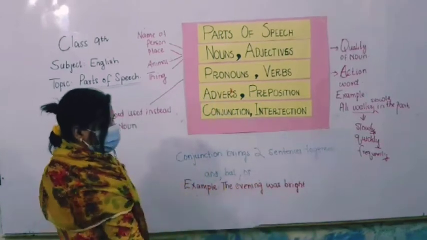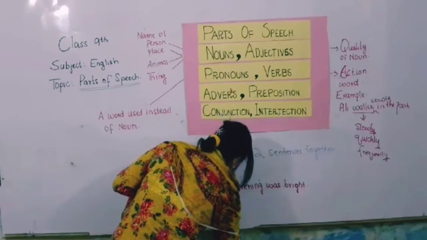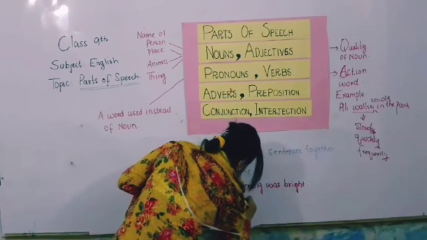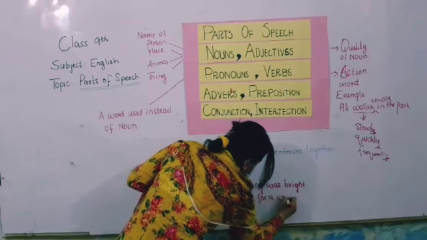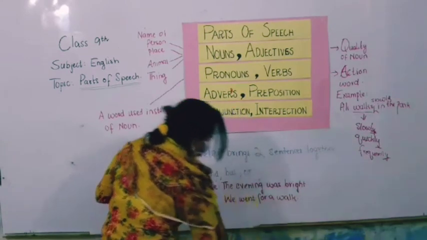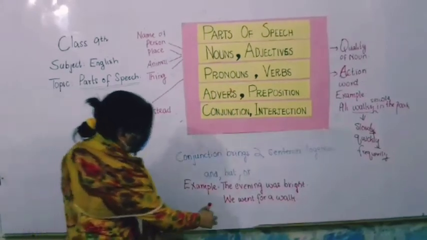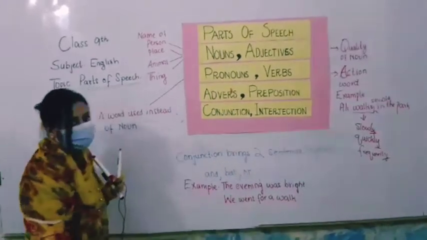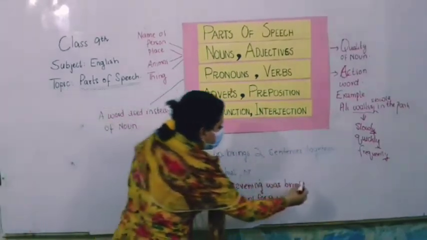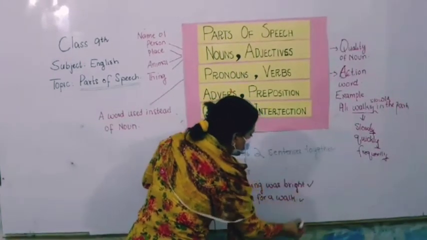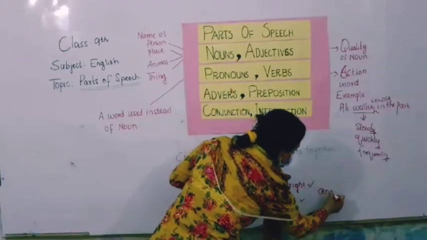The evening was bright or the moon was bright? Now, the evening was bright, that's one sentence, it is bright. So it's a complete sentence. We went for a walk. What were we doing? We went for a walk. Now, when we want to bring this sentence together with this sentence, we use a conjunction, and that is and.